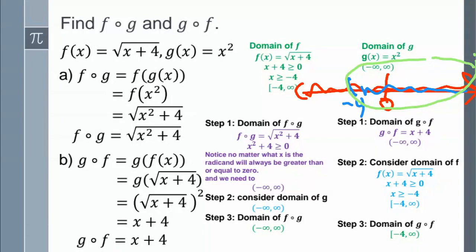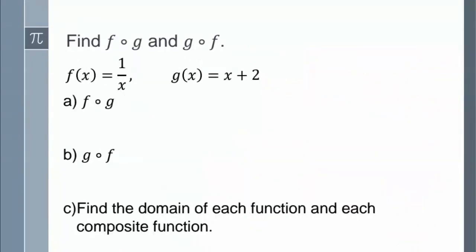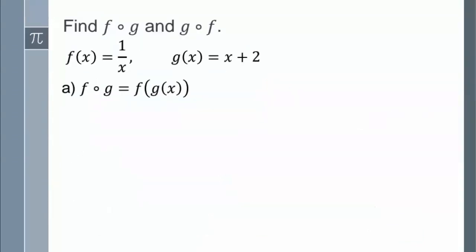So let's try another one. Let's do f composed of g first. Here I'm going to rewrite this as f of g of x. I'm going to replace g of x with x plus 2. And then I'm going to take this information and plug it in for x in the function f. And so I get 1 divided by x plus 2. So that's my composition.